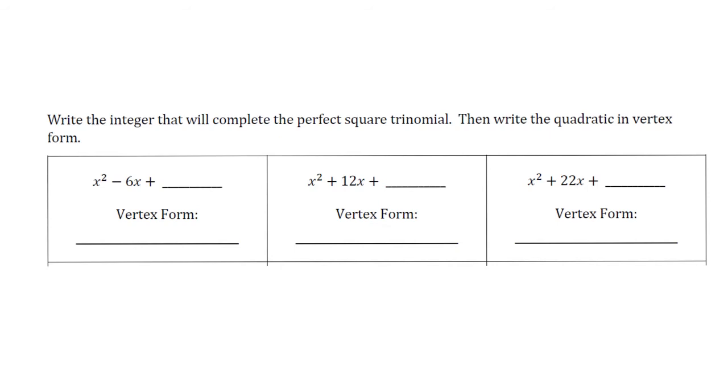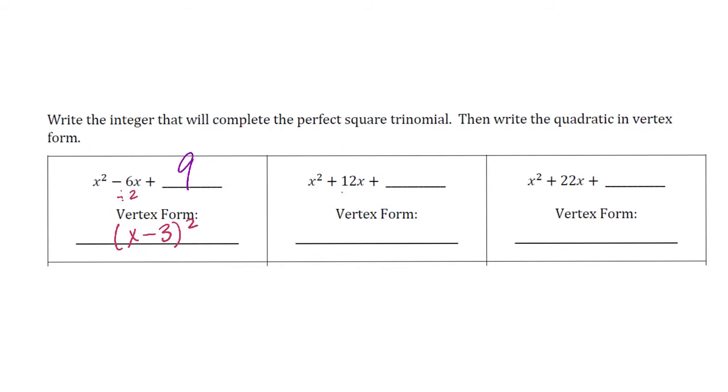Here, this is just like what we did in class on Monday. It's asking you to fill in the number that will complete the square and then also write it in vertex form. So we divide this by 2 and we get x minus 3 all squared. That's my vertex form. Then we need to take -3 and square it and get 9 as our number in our blank.